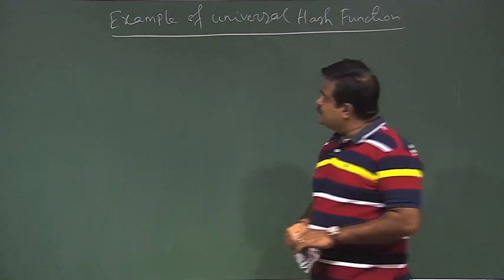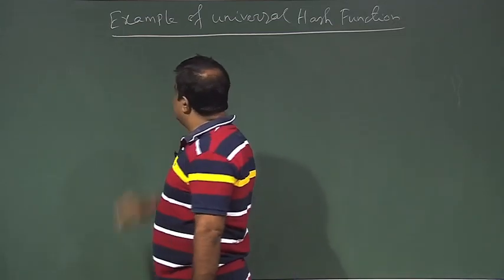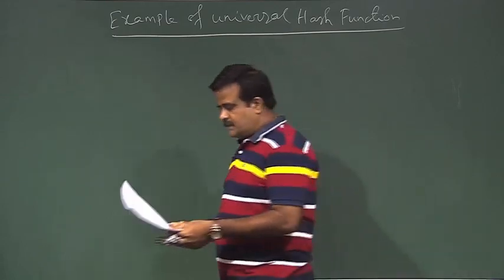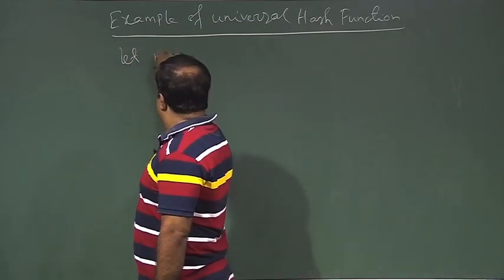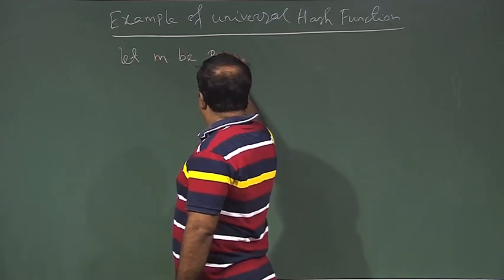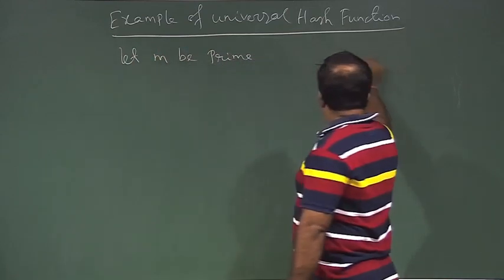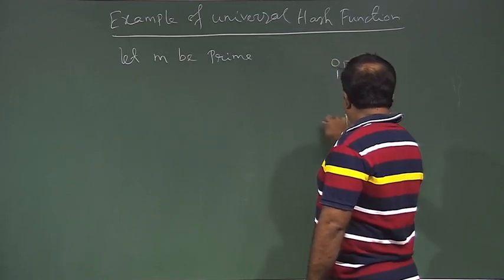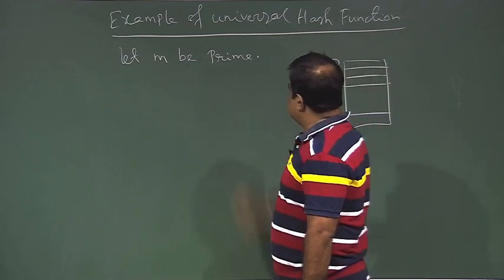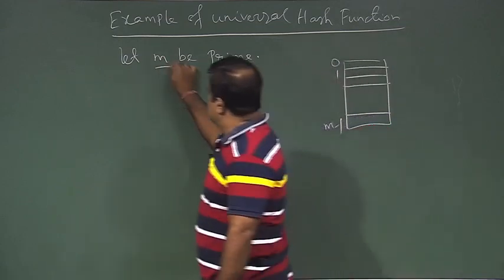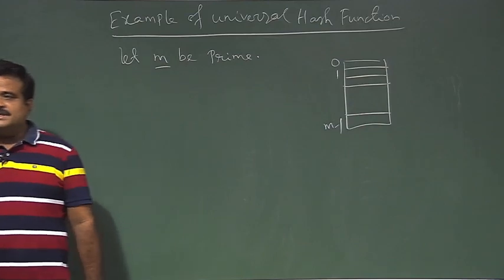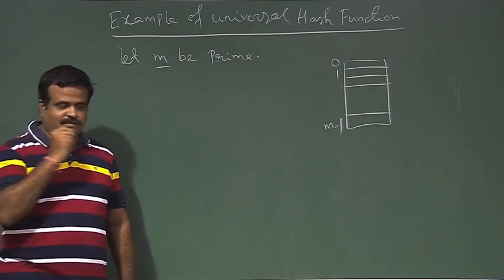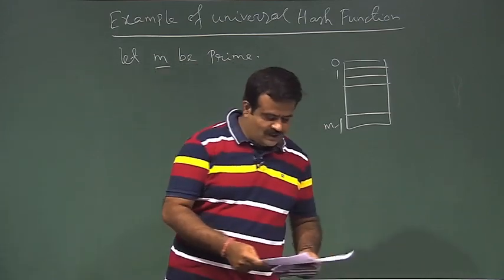Okay, so here we have a given key. Suppose let m be a prime, which is the table size. So our table size is m, with slots 0, 1 up to m minus 1. This is the table size, and this is a prime number. We know a prime number means a number which is divisible by only itself or 1. So there is no other factor of that number, and this is an integer.